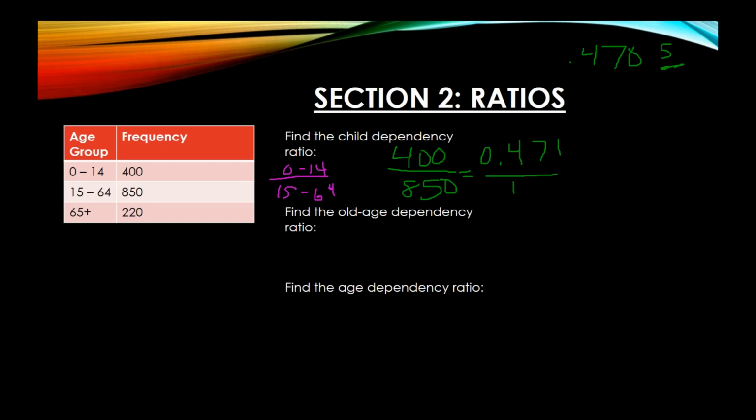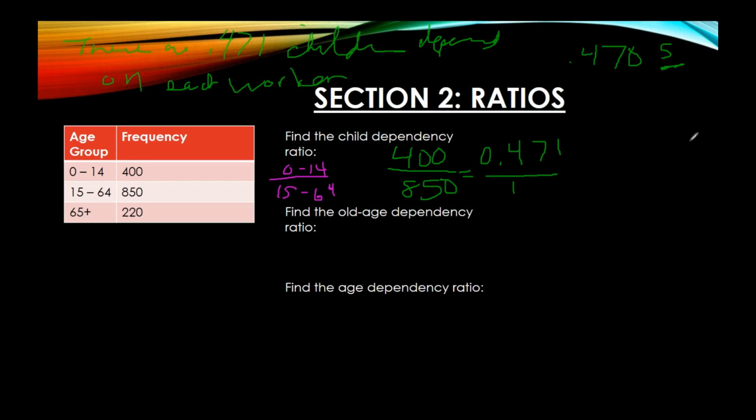Now, one thing that I do want to talk about, and I'm going to do it right now while I'm thinking about it. This means right now that there are 0.471 children dependent on each worker. That's what that fraction tells us. 0.471 children, because the top number is children, dependent on 1 worker.